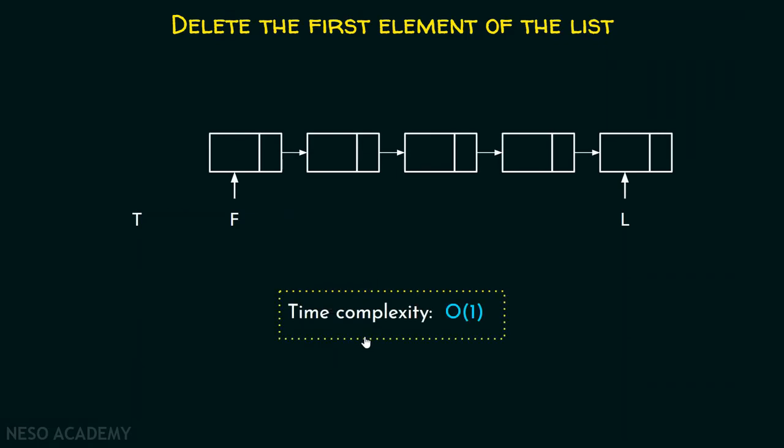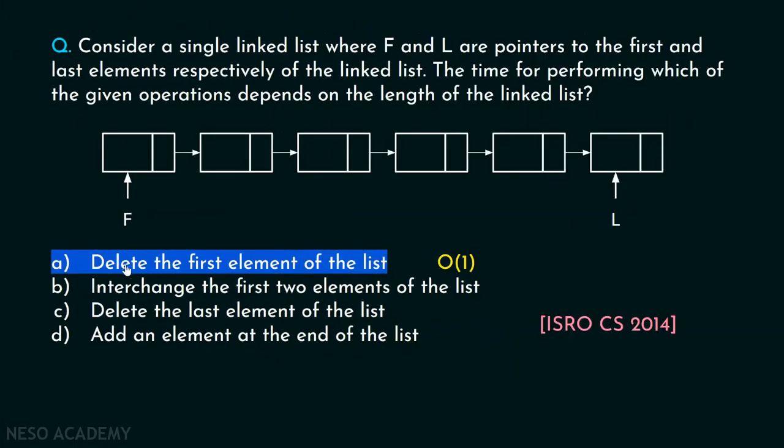And then you can easily understand the time complexity is just big O of 1. Here there is no traversal involved. That is why the time complexity for deleting the first element of the list is just big O of 1. So it is clear that option A is not the correct option because we have to find out the operation which is depending on the length of the linked list.